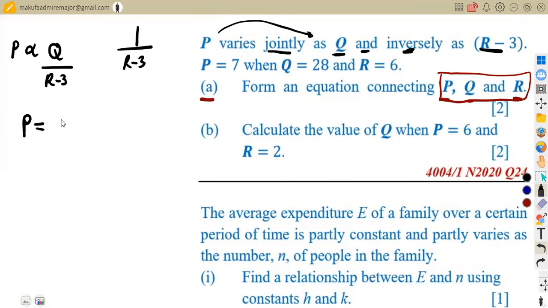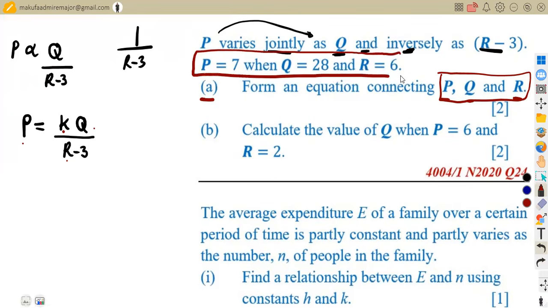We introduce the constant. P is equal to K, Q over what? Over R minus 3. The constant is always in the numerator, like I said. So if we check the letters that we have here, we've got P, we've got Q, we've got R, we also have a K. But here it's not mentioned, so you have to calculate that K from where? That is where you take the information that you are given here. You are supposed to make a substitution using this information.